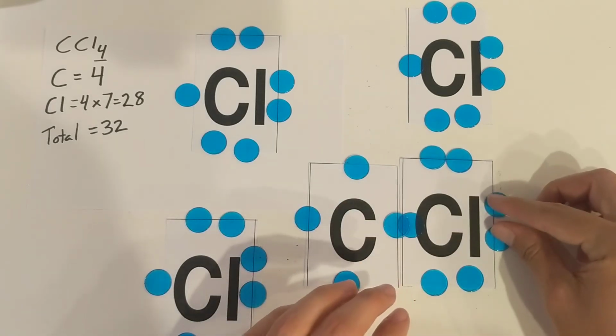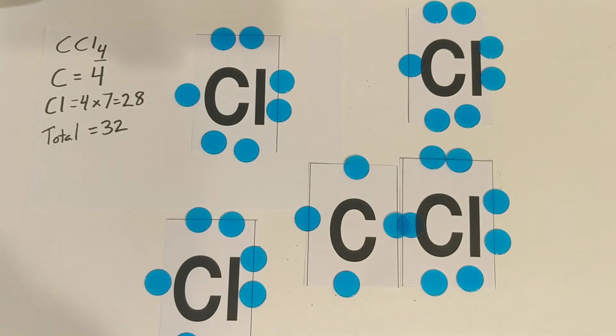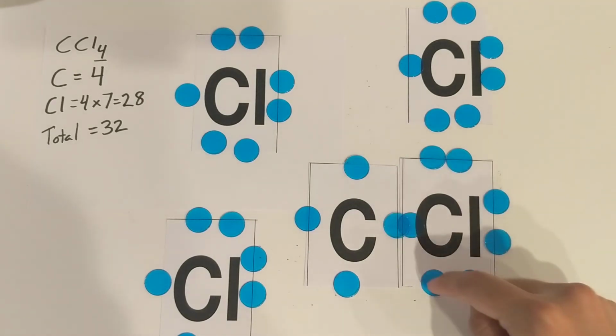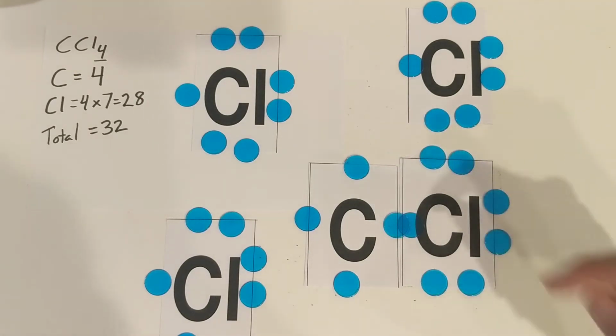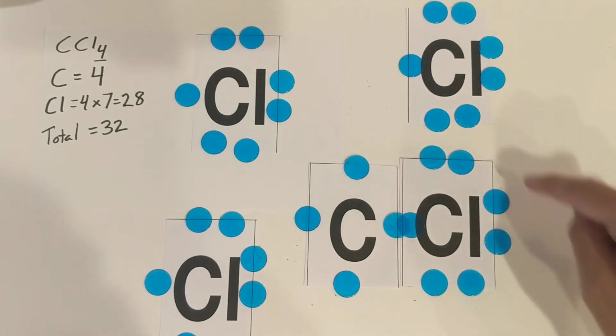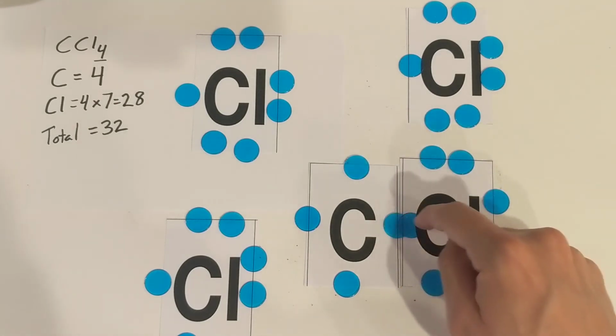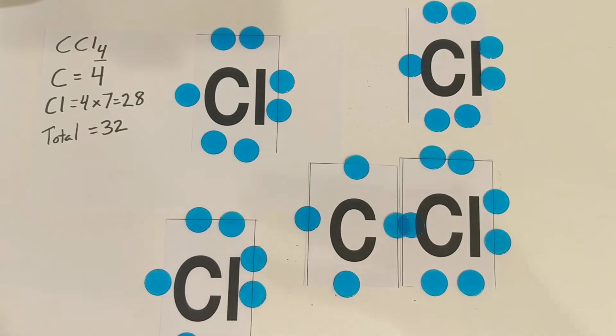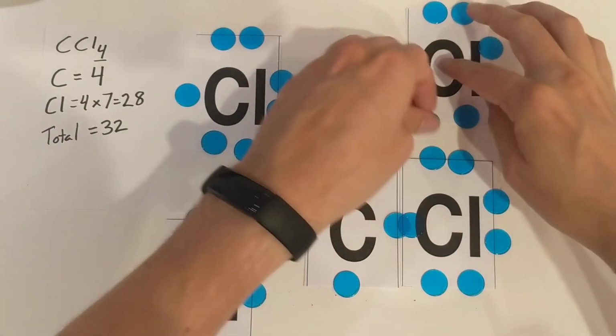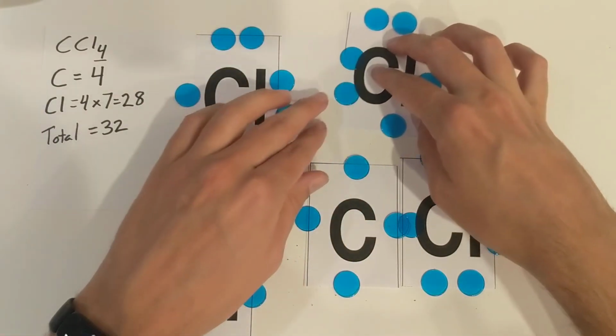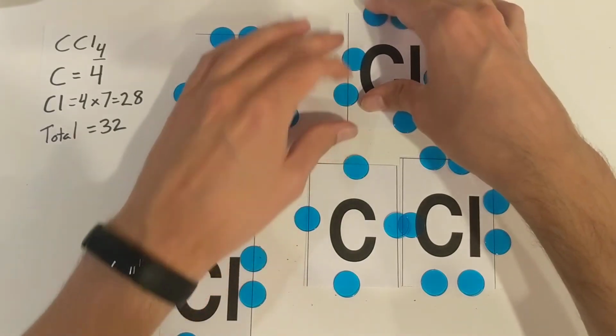And once the chlorine makes a bond with the carbon, it's happy because it has 8. So we can see 1 bond here, 1, 2, 3, 4, 5, 6, 7, 8. That chlorine does not want to make any more bonds. And this carbon, 1, 2, 3, 4, 5, still wants to make some more. So let's keep bonding with these chlorine.